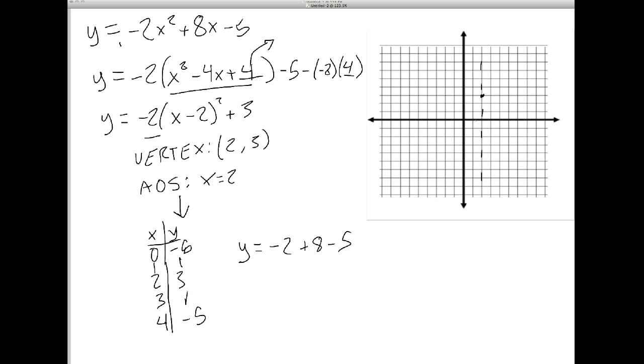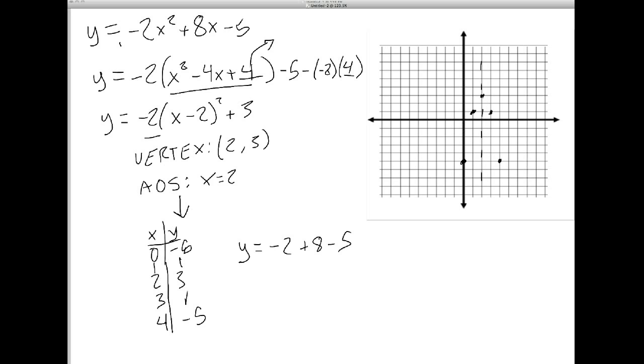So now you come over to your graph, you go to x equals 1 and y equals 1, you put your point, and then you go over to x equals 3 and y equals 1, you put a point. Then you go to x equals 0 and you go down 1, 2, 3, 4, 5, and you put a point. And then see how we're reflecting it across the axis of symmetry here? So I can go over here and put a point.